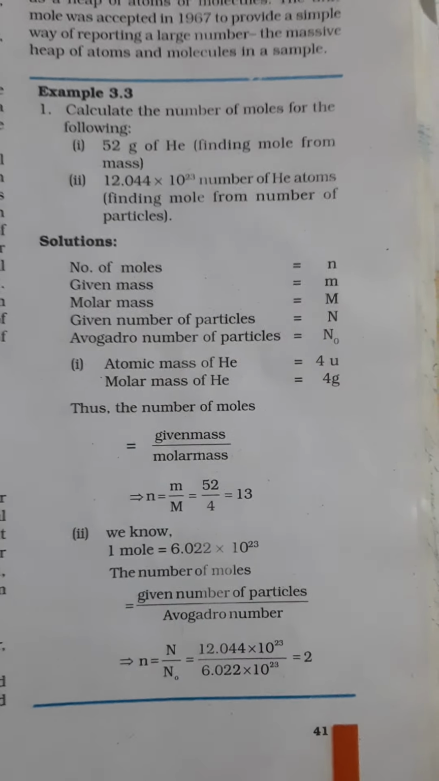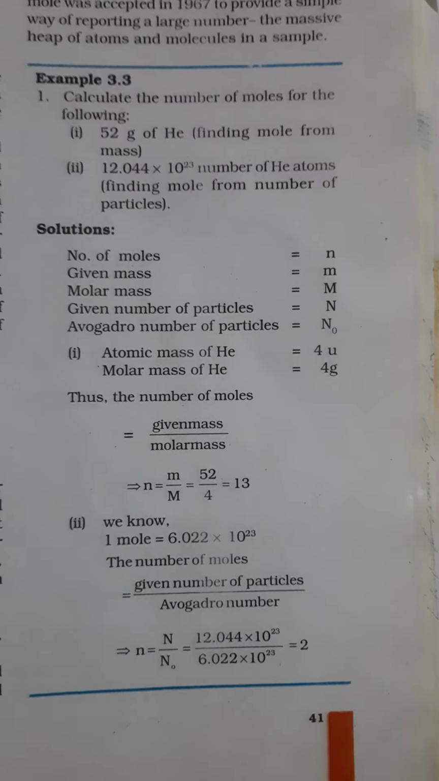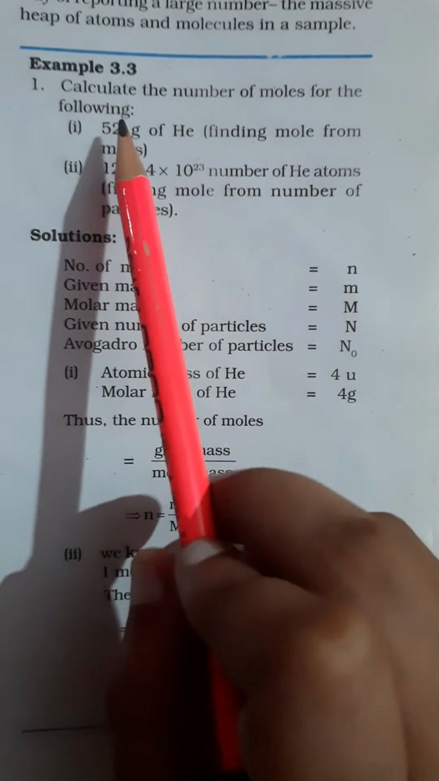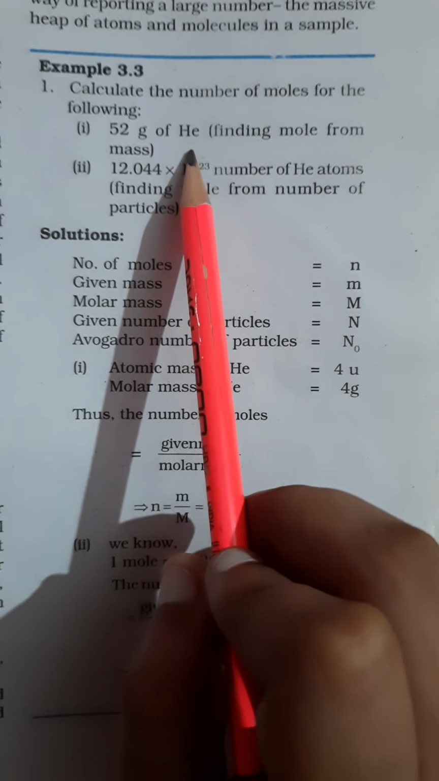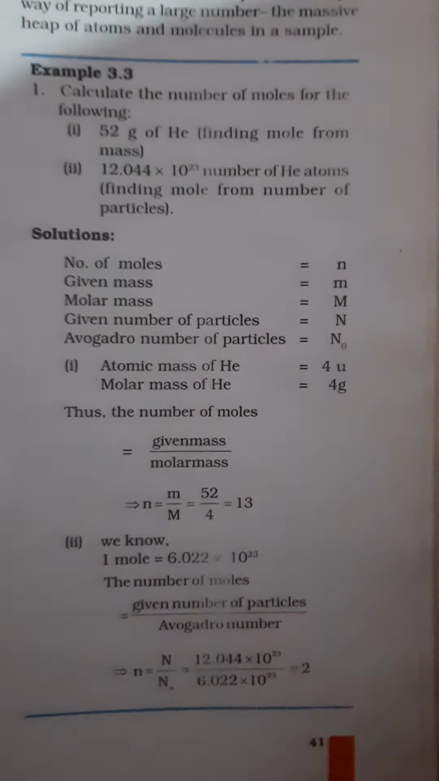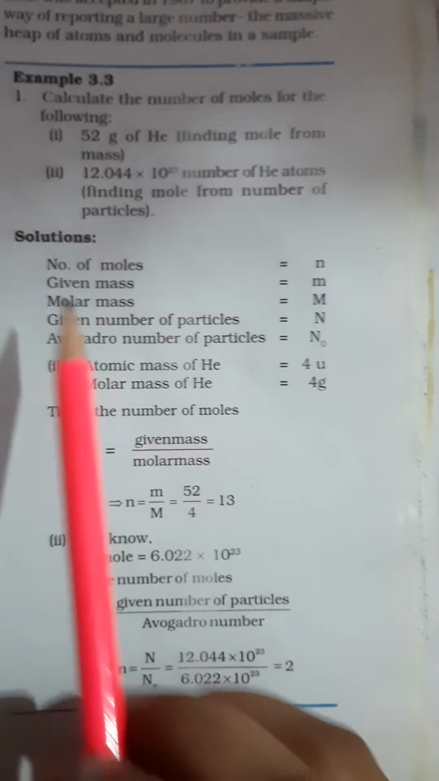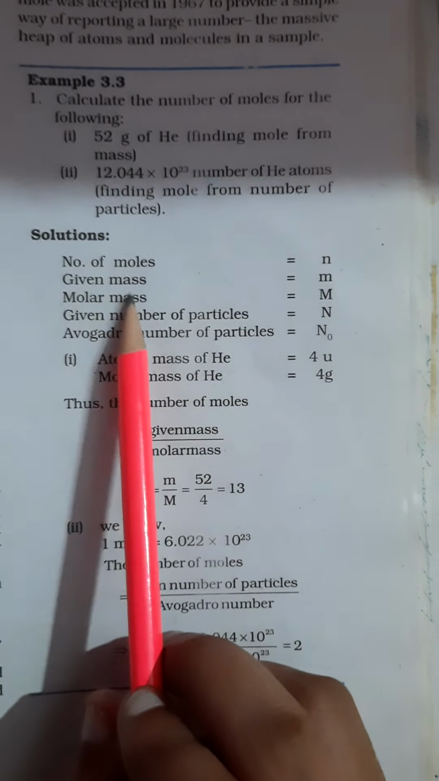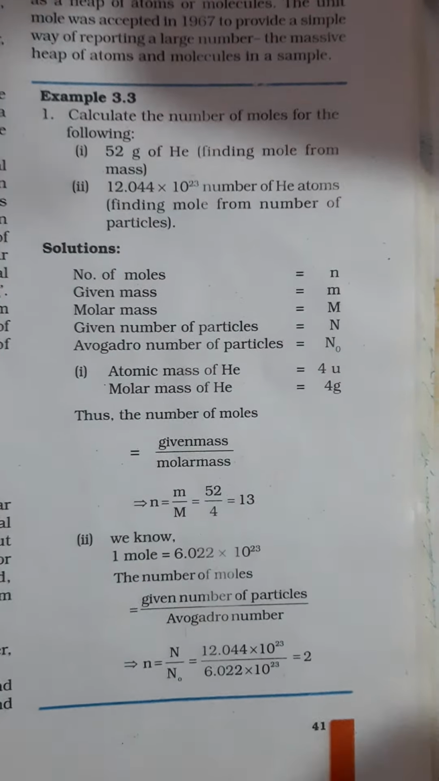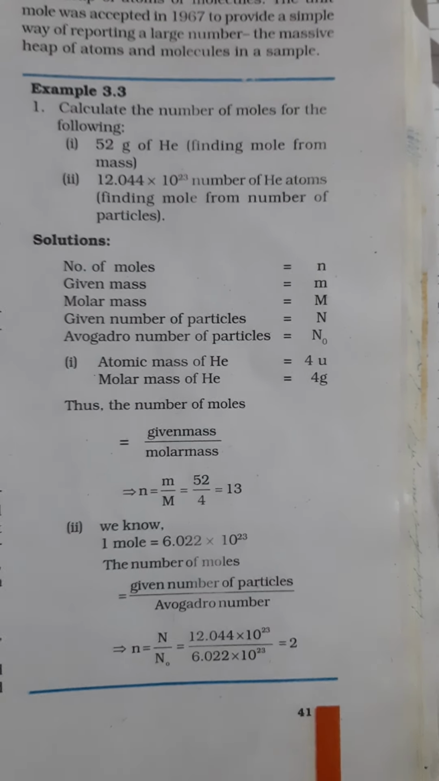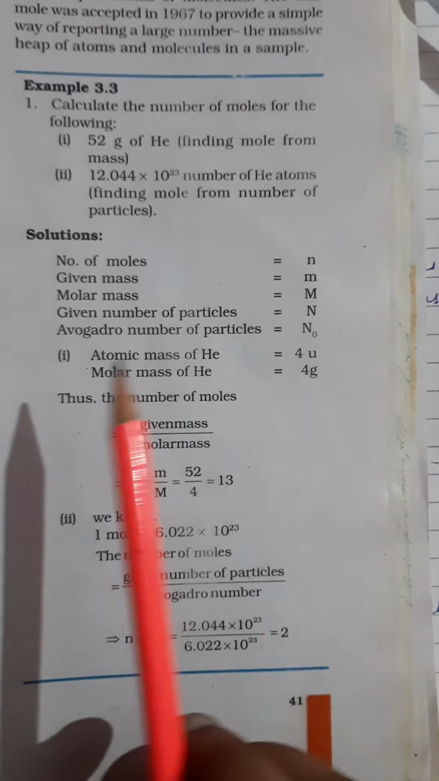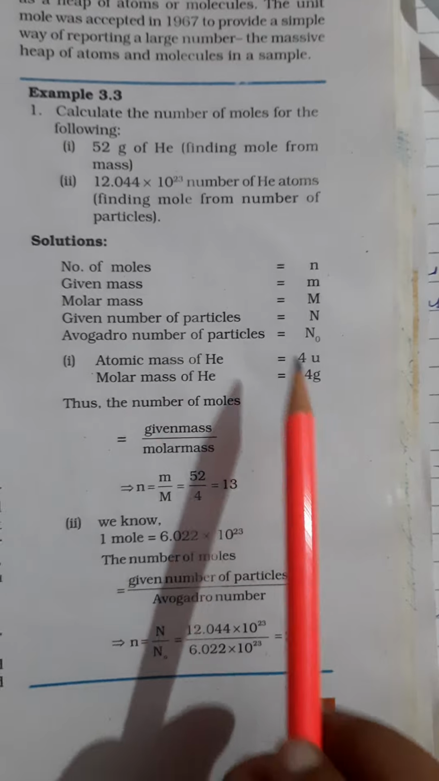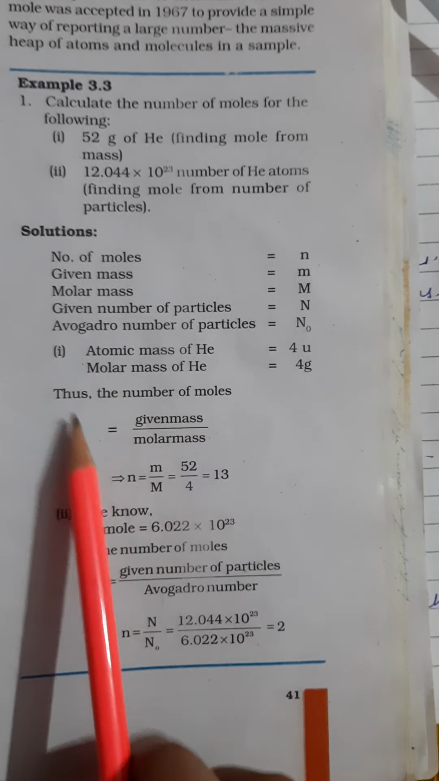So the very first numerical is on page number 41 in your book. The first example is: calculate the number of moles for the following. First is 52 gram of helium, finding mole from mass. So here we have its solution. Number of moles is n, given mass is m, molar mass is capital M, given number of particles is N, and Avogadro number is N0.